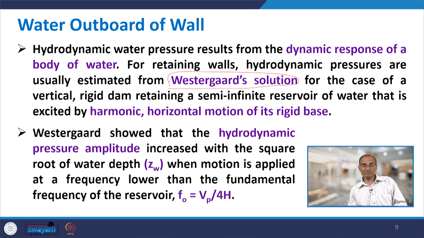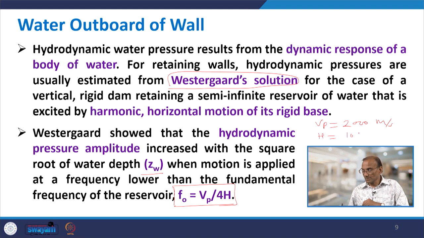Now, in Westergaard, what has been shown is that the hydrodynamic pressure amplitude increases with the square root of water depth ZW, and ZW is measured from the top. This holds when motion is applied at a frequency lower than the fundamental frequency of the reservoir, which can be calculated as f0 = Vp/4H, where Vp is the P wave velocity, not the shear wave velocity. If I assume Vp as 2000 meter per second and H, the thickness, is 10 meter, then Vp by 4H will be 2000 by 40, so you will get 50 hertz.